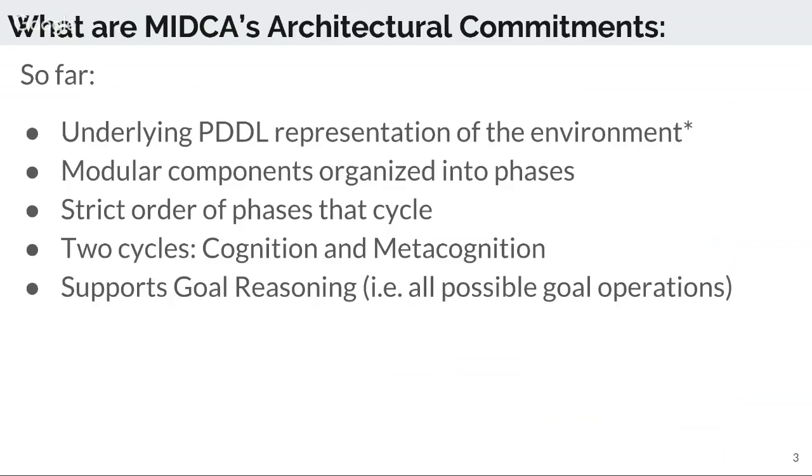The other thing is the modular code organization. That was a decision made by one of the earlier developers, Matt Paisner, and it's consistent throughout. I really like it, and some other people like it, so maybe we want to be committed to having a modular structure. The other two are, I feel, fairly obvious if you look at some of the research papers: the strict order of phases that cycle, so we have perceive, interpret, evaluate, etc., and there are both cycles, cognition and metacognition. Those seem like the core commitments.